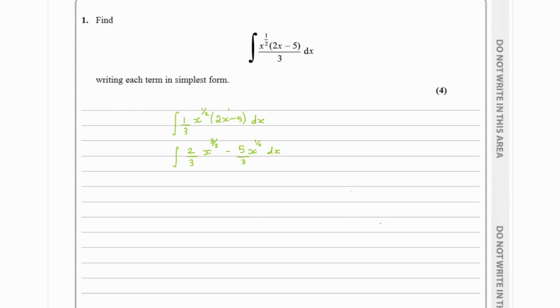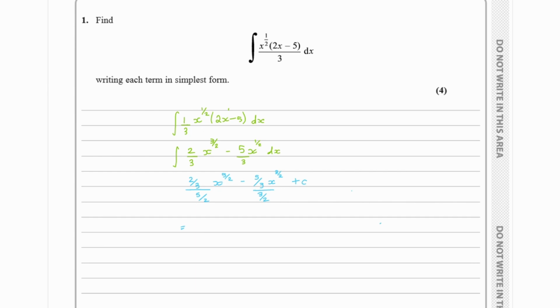So if we integrate 2/3 x to the power 3 over 2, we can first write this as 2/3, and we can increase the power of x by 1 to make it 5 over 2, and we divide by the new power, which is 5 over 2. We then have the 5 over 3, and if we increase the power of x, this would become x to the power 3 over 2, and we would now divide by the new power of 3 over 2. And because this is an indefinite integral, we would put plus c.